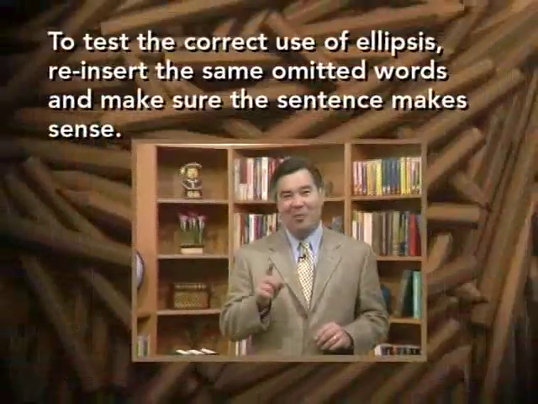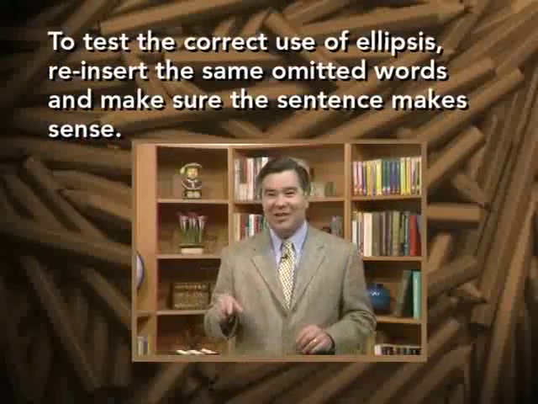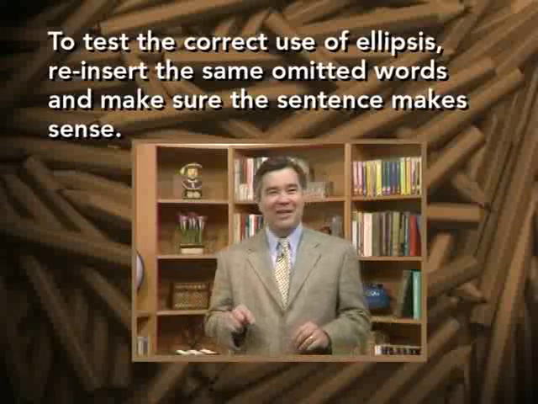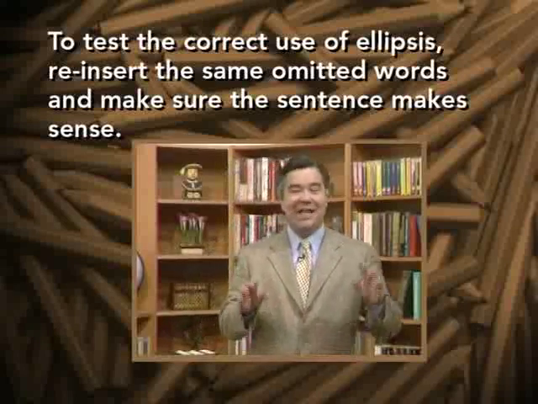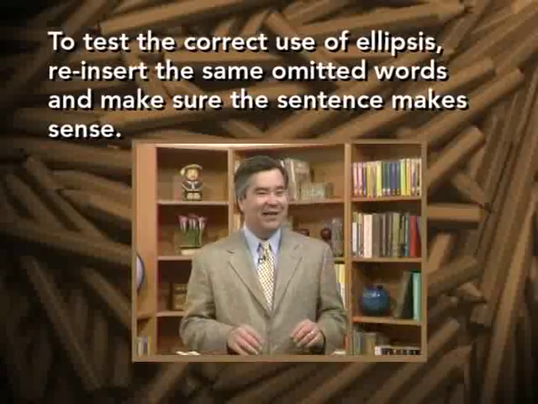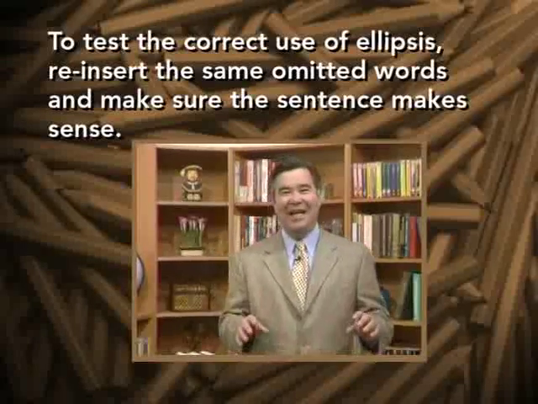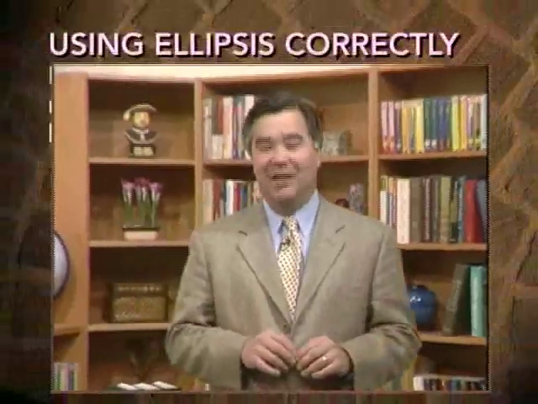To test whether you're using ellipsis correctly, you need to reinsert the same omitted words and make sure the sentence makes sense. If it does, and if the missing words can be understood quickly and easily, then the sentence is okay and you've used ellipsis correctly. Otherwise, you need to rewrite the sentence. Let's take a look at a couple of examples that may make this rule a little more clear.